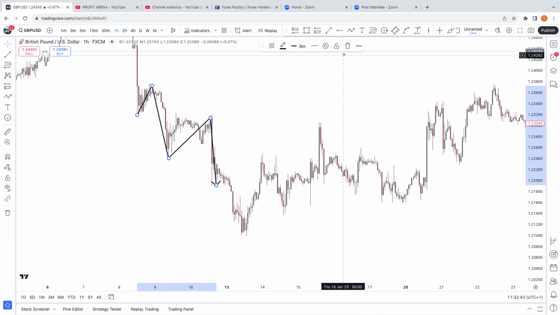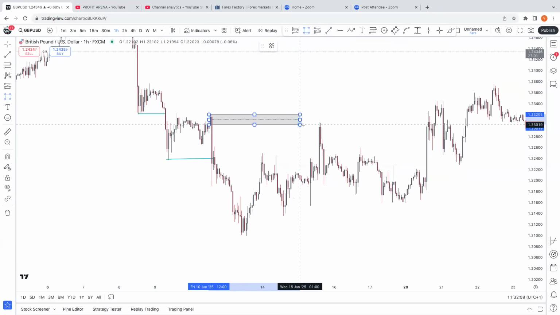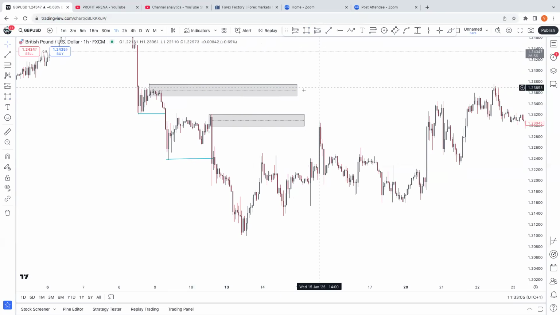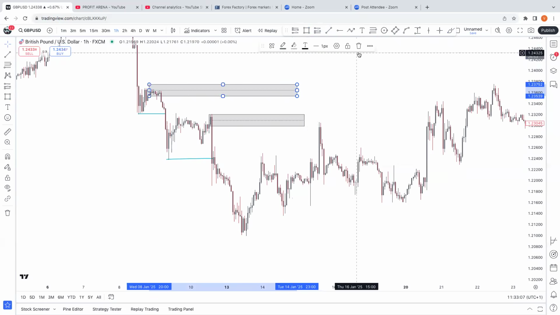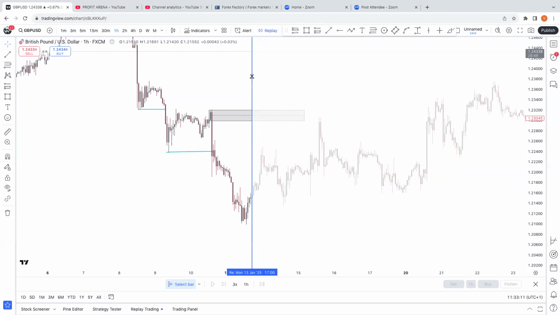If you look at this scenario very well, look at this last break of structure. Each of these will be our BOS, right? This is our BOS. This is our BOS. Now, this is the zone that was responsible for the BOS. And in this scenario as well, this is the zone that was responsible for the BOS. Now let's consider this zone here.